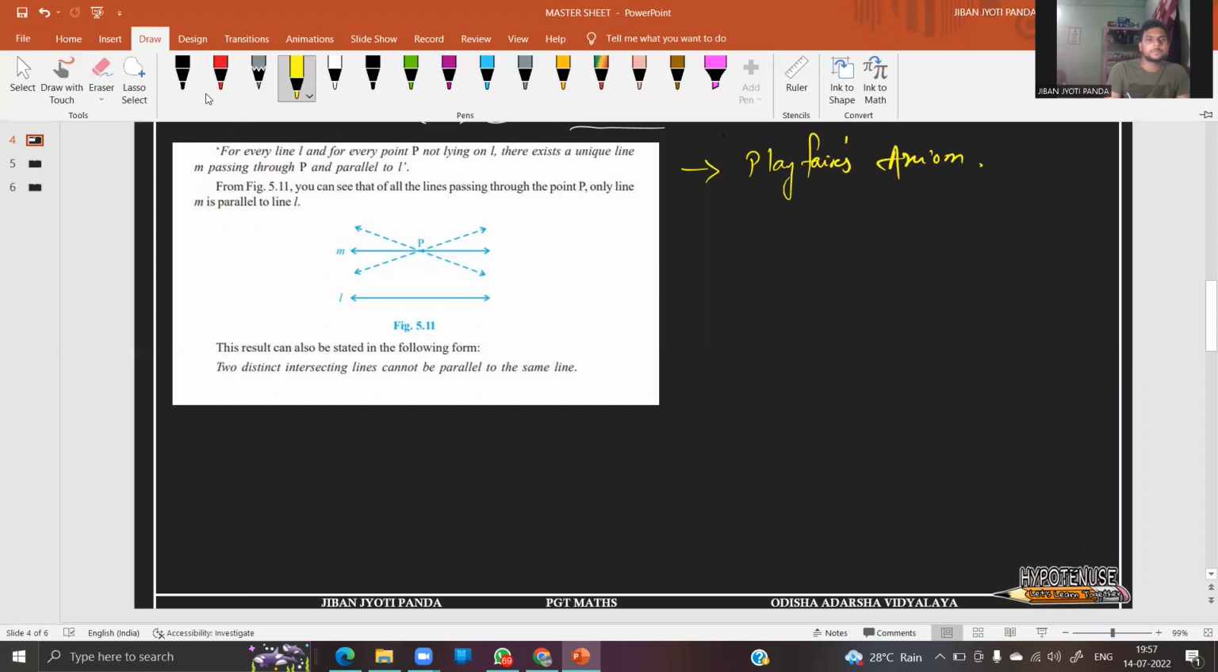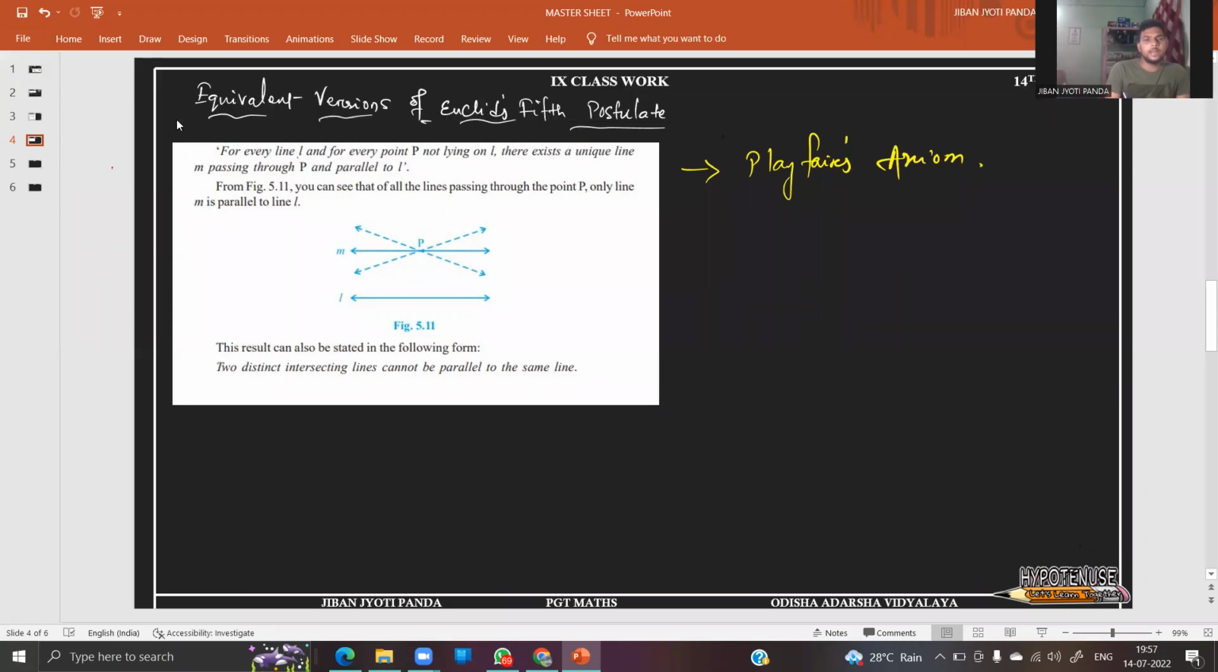The thing is that for every line L and for every point P not lying on L, if I have a line L and a point that is not on L, there exists a unique line M passing through P and parallel to L. Okay, so this is simply the equivalent statement of Euclid's fifth postulate.